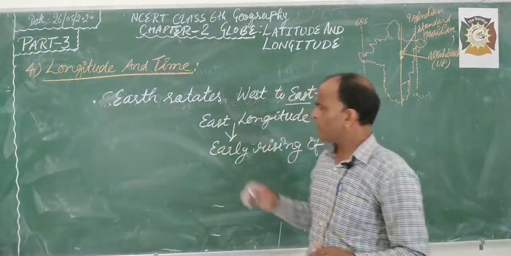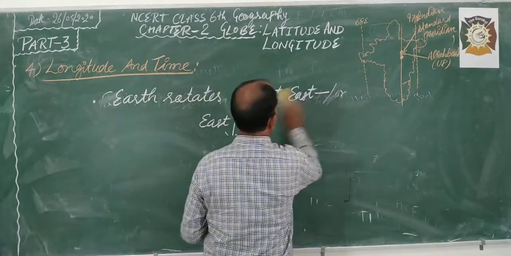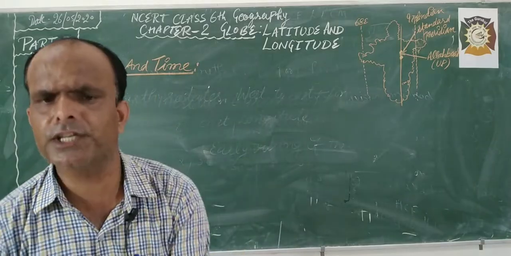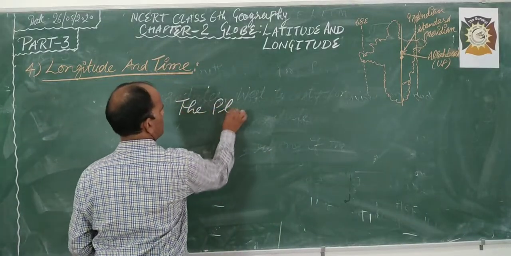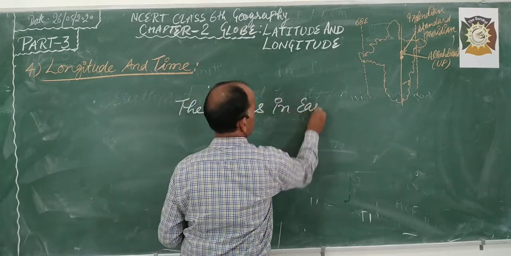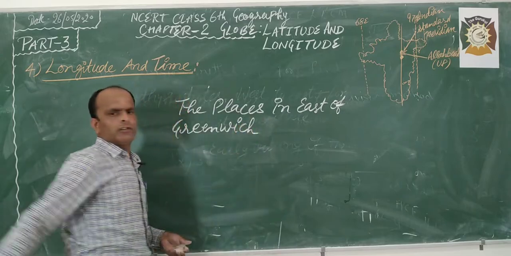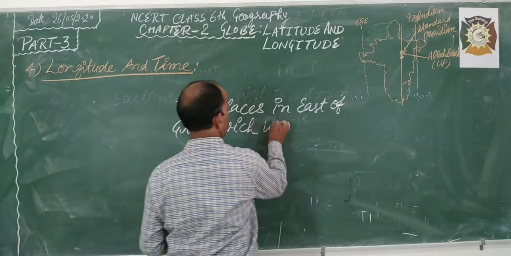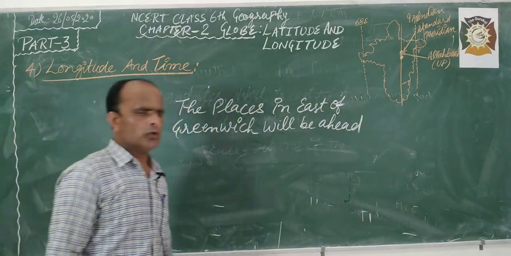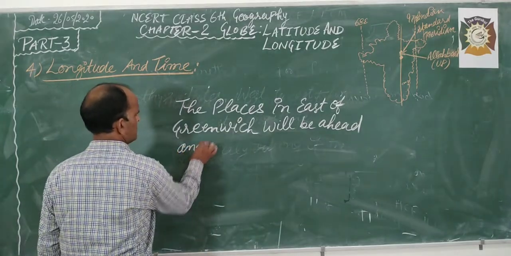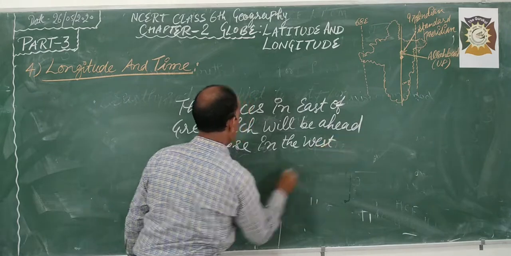So the next point is the places in east of Greenwich. The places in east of Greenwich will be ahead, and those in the west will be behind.